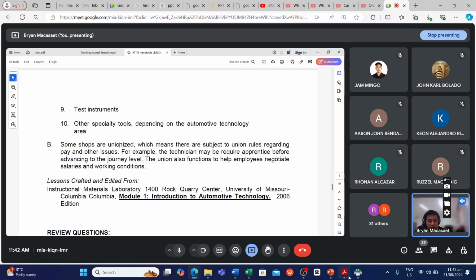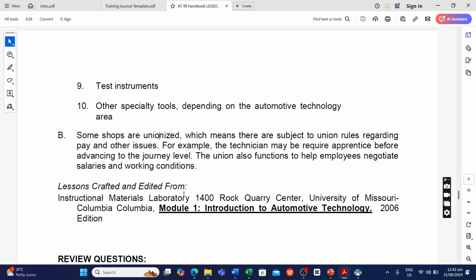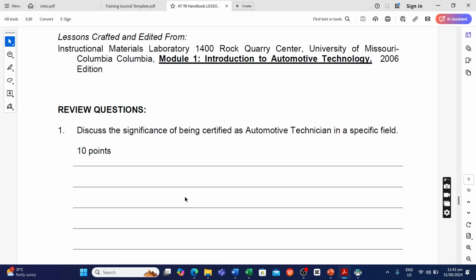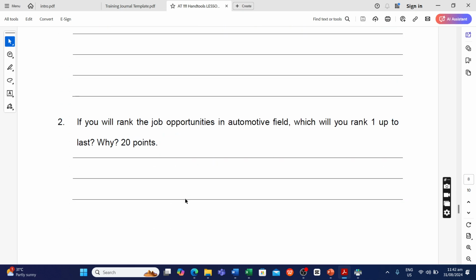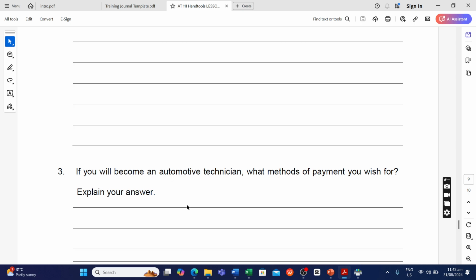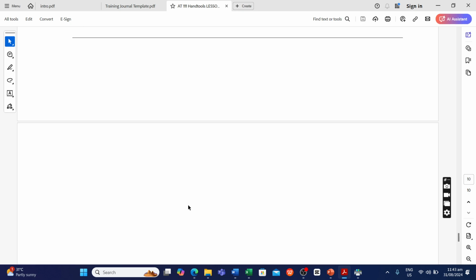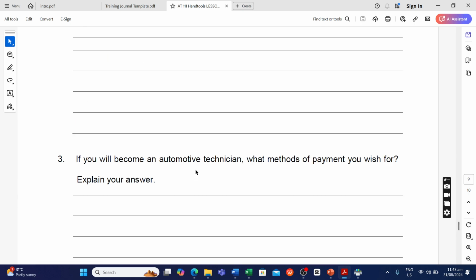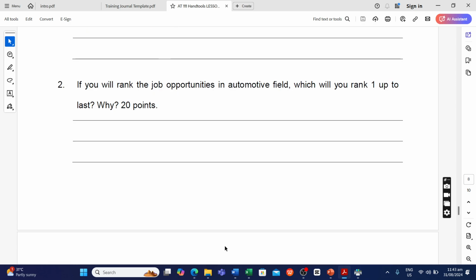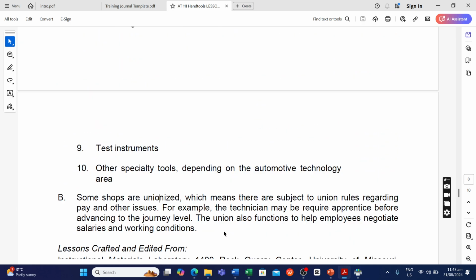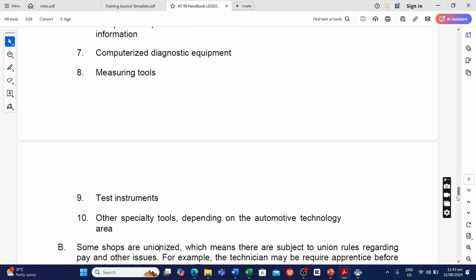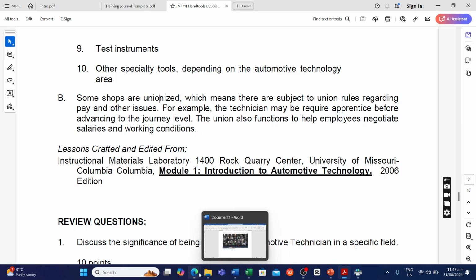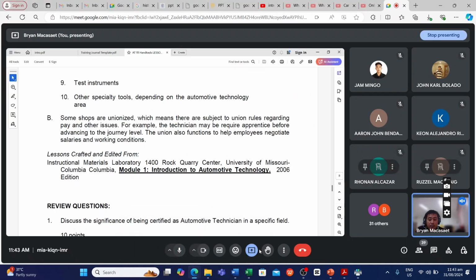Okay, so meron ditong mga guide questions, pero ipapasagutan ko na lang during our face-to-face meeting. So, hindi ko na siya papasagutan sa bahay dahil alam ko namang kokopyahan lang ninyo. Kayo ay magtutularan lang pagka sa bahay ginawa. Okay po? So, that ends our lesson number 2.